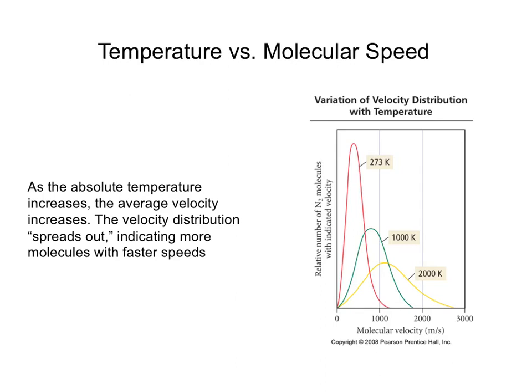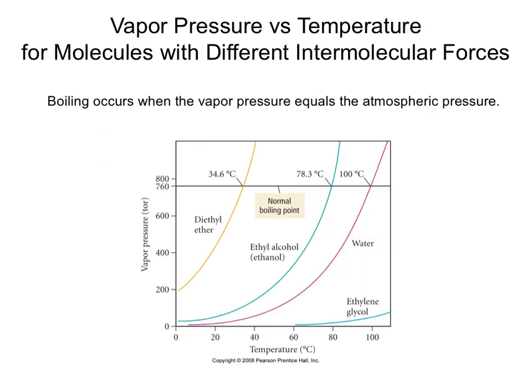Also, the distribution kind of broadens, meaning more molecules are moving. So in other words, the area under the curve here stretches out into higher and higher speeds versus the area under the curve here. Should be the same area, but in this case you got more molecules moving at higher speeds. All right, so that's that graph, and I brought that up because it's related to this graph.